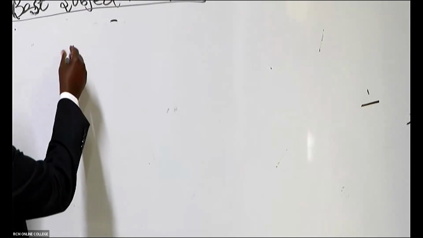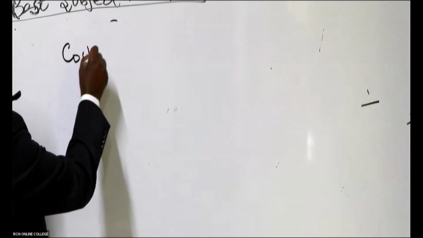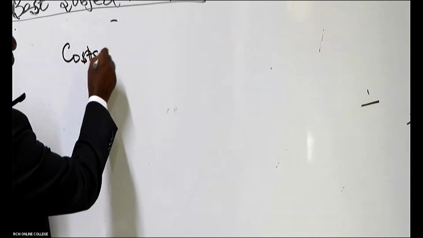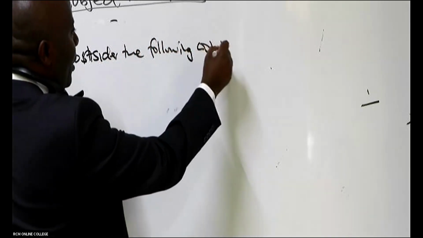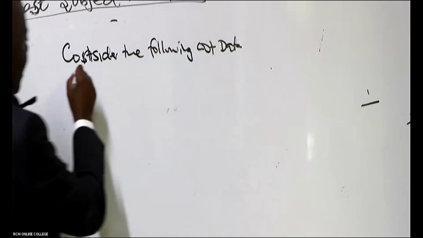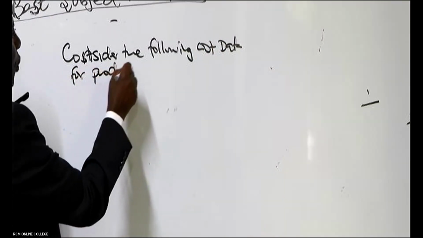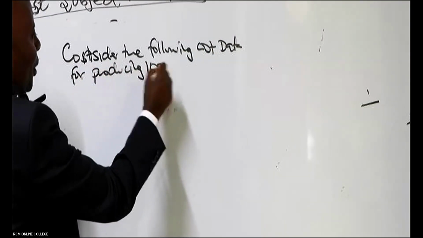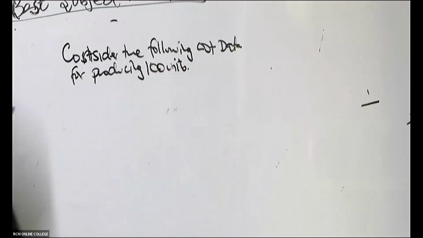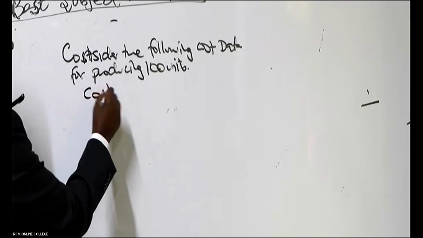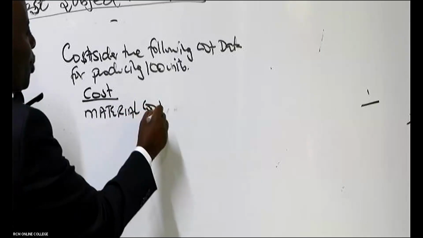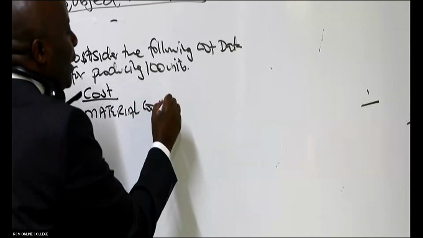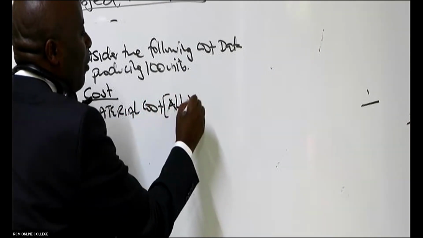So in this case, consider the following cost data for producing 100 units. They have given us costs here. We start with material cost. The material cost, they have given us in brackets here, is all variable.